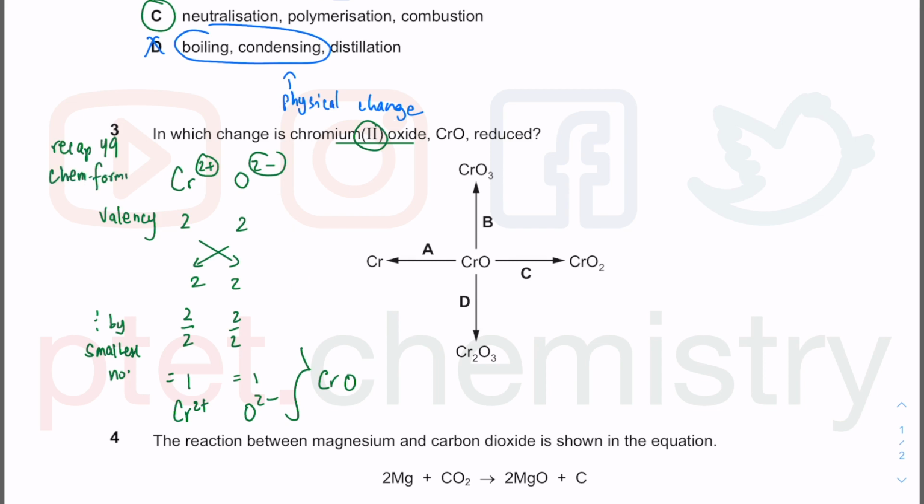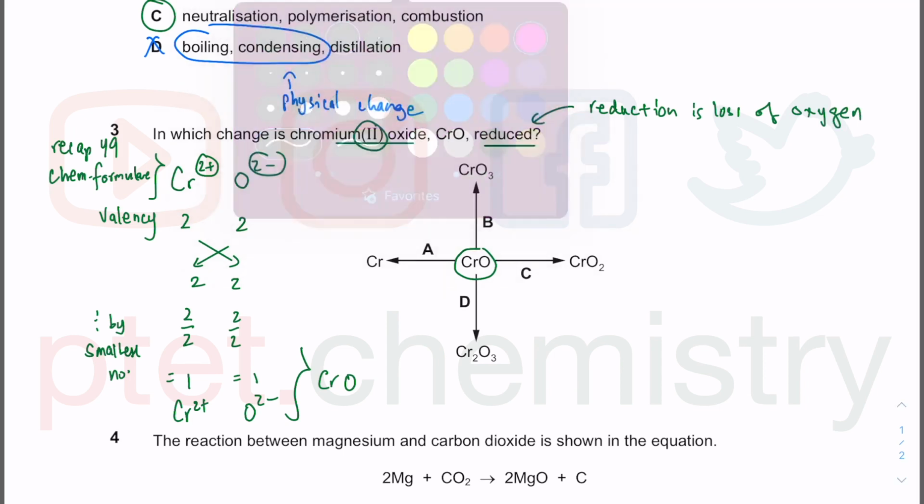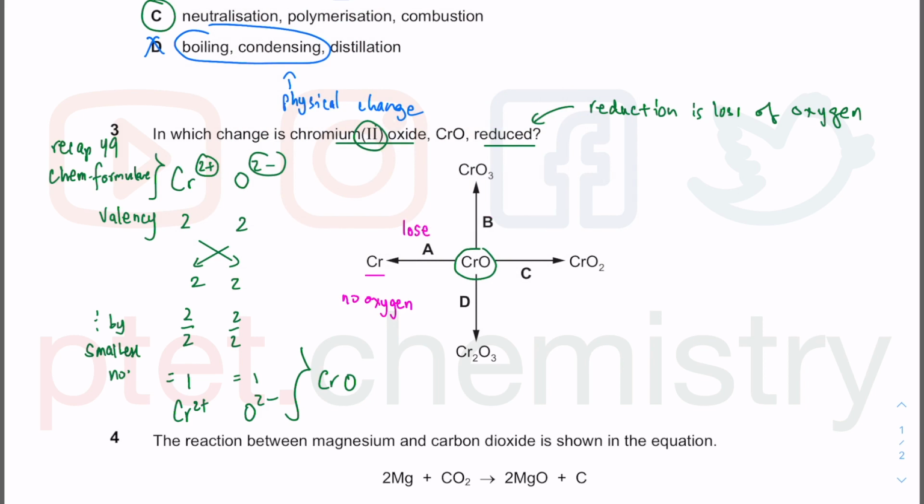If you have done year 9 chemistry, this is something that any year 9 student will be able to do. That is your starting material, chromium 2 oxide. You want it to undergo reduction. We know that reduction is loss of oxygen. So where do you lose oxygen? Well, let's identify one by one. When you look at option A, this has no oxygen, and therefore going from CrO to Cr, you lose oxygen. That is reduction, which means A must be our answer.